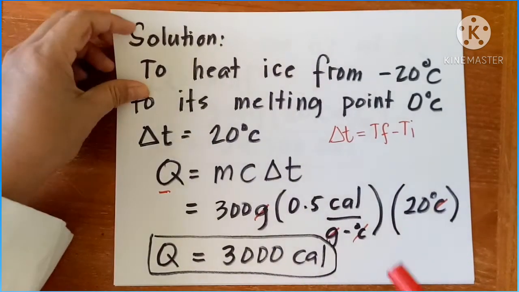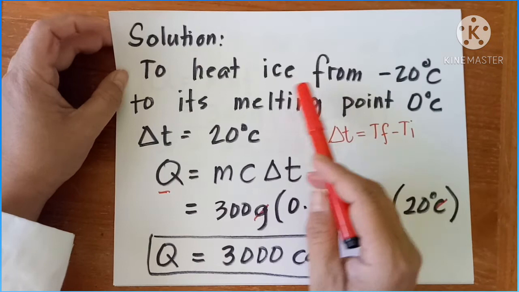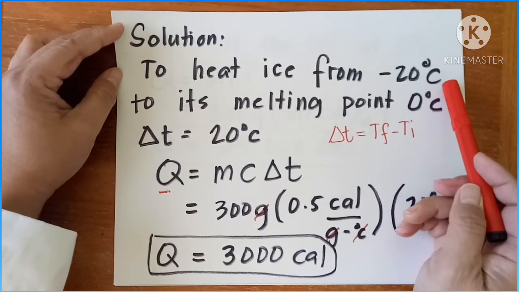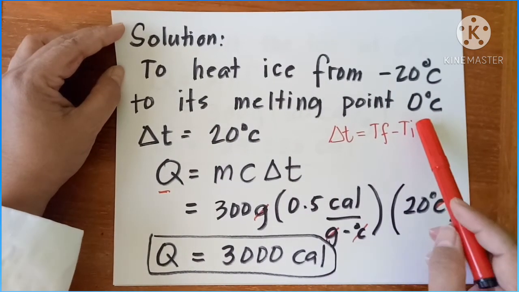Alright, so that is the amount of heat needed to heat ice from negative 20 degrees Celsius to its melting point, which is 0 degrees Celsius.